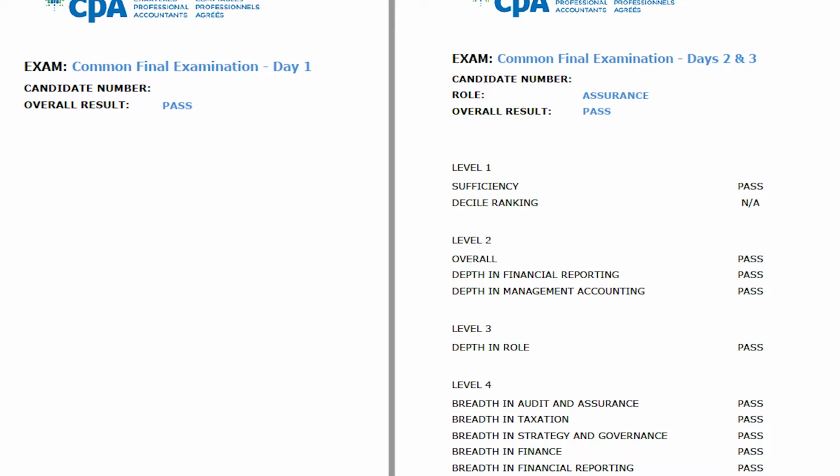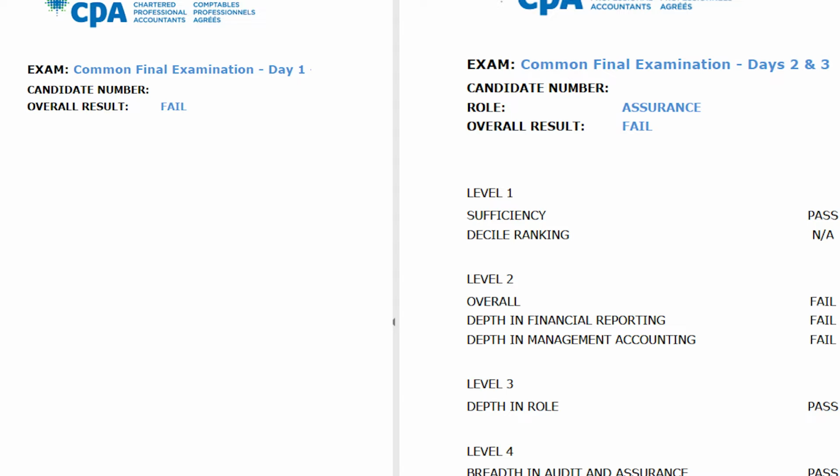if you passed. When you do log into the certification portal, you're going to see two PDFs, day 1 and days 2 and 3. If both of them say pass, congratulations, you passed CFE, you just have to take care of PERT and you're done. If you're unsuccessful, then unfortunately you have to repeat the day you didn't pass.